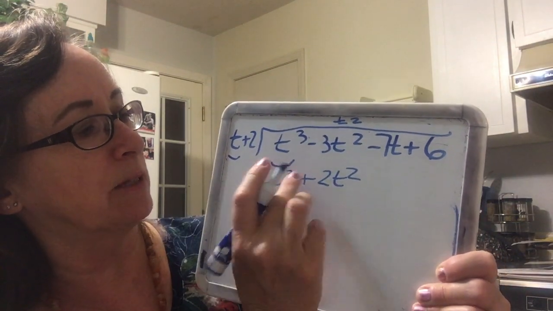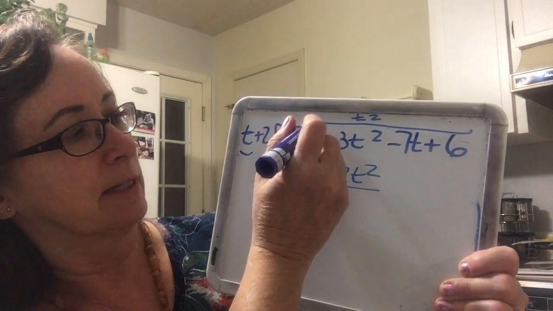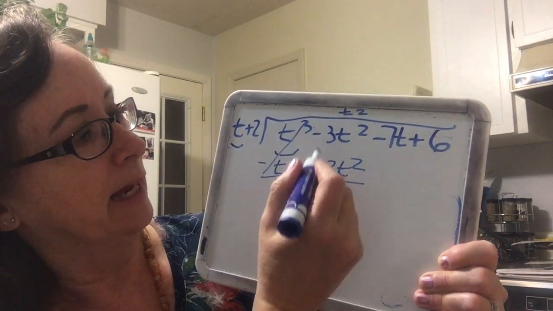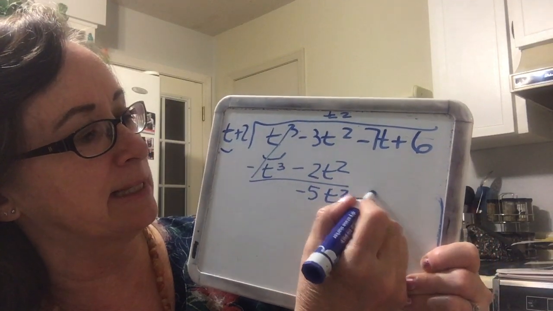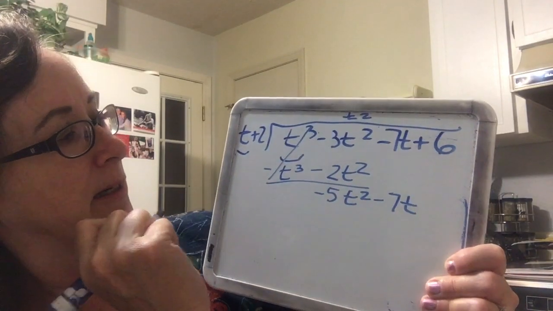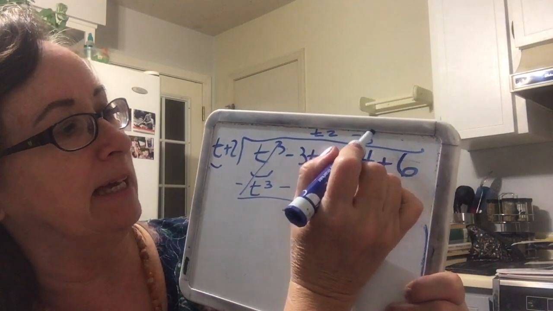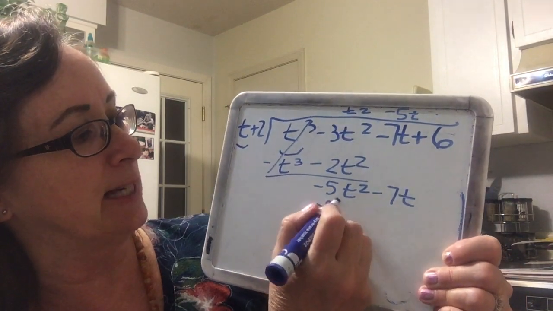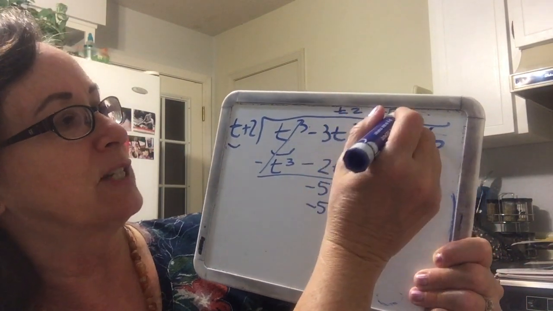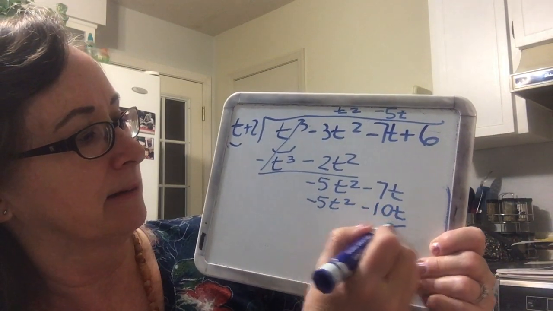We're subtracting, so we change both signs and we add. This goes out. That's my check. And I end up with a negative 5t squared minus 7t. So t into negative 5t squared is negative 5t. And negative 5t times t is negative 5t squared. Negative 5t times 2 is negative 10t.